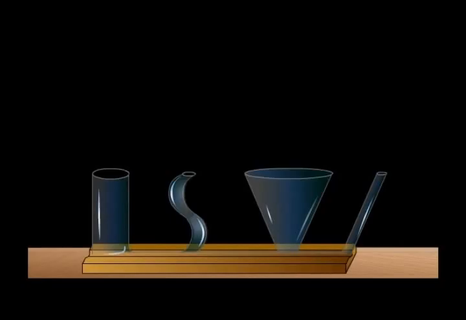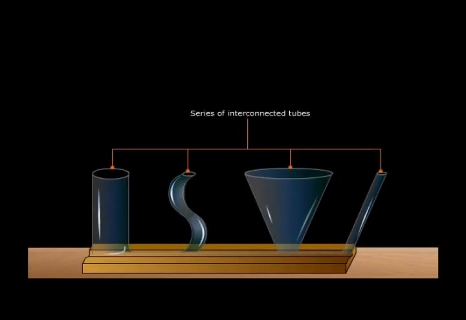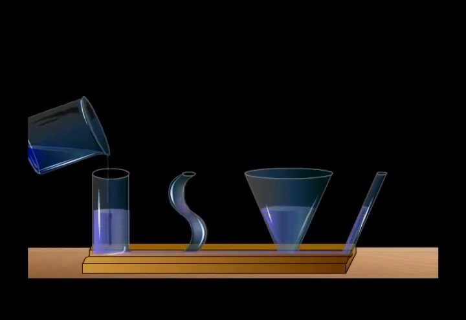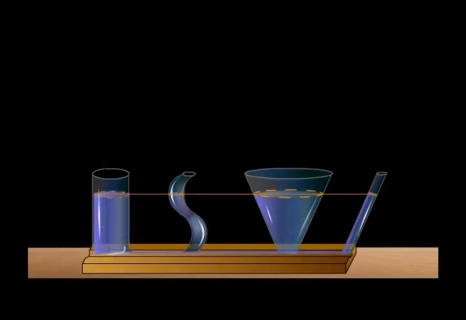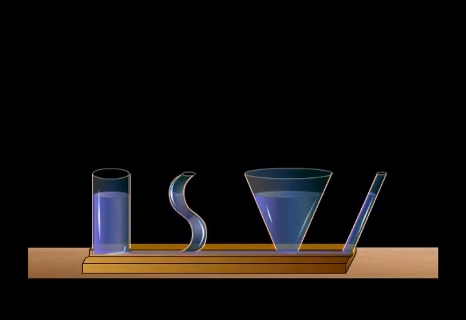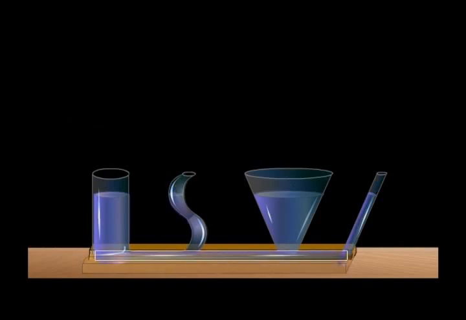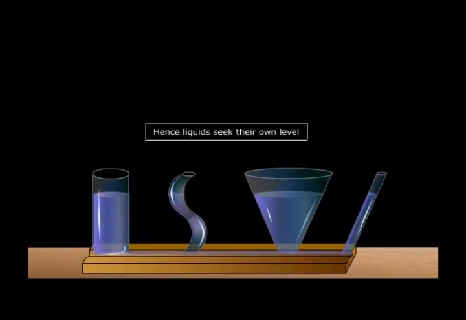Now, on your screen is a series of interconnected tubes of different shapes. If we pour a liquid in one of the tubes, we observe that the liquid stands at the same horizontal level in each tube, even though the area of cross-section of each tube is different. This is because the pressure at the top of each tube is equal to the atmospheric pressure. The pressure at the bottom of each tube will also be equal. This shows that liquids seek their own level.